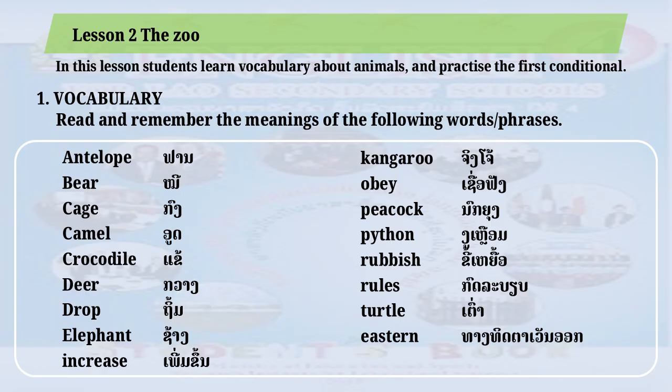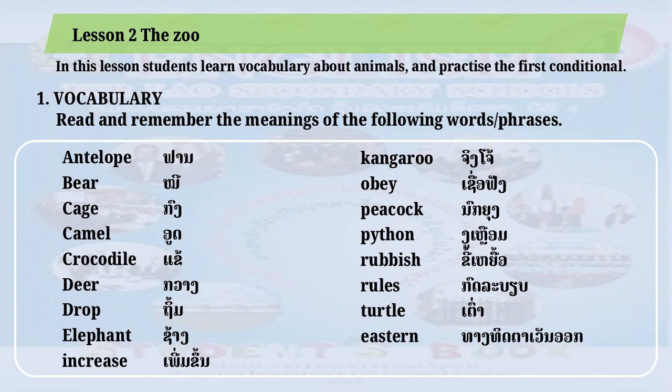Lesson 2. The zoo. In this lesson, students learn vocabulary about animals and practice the first conditional. Exercise 1. Vocabulary. Read and remember the meaning of the following words and expressions.